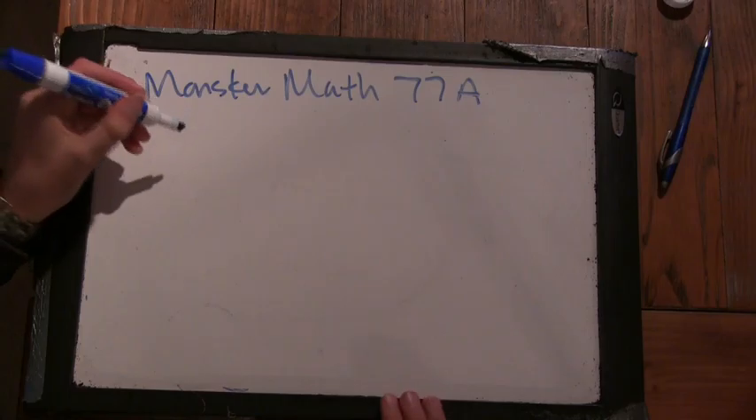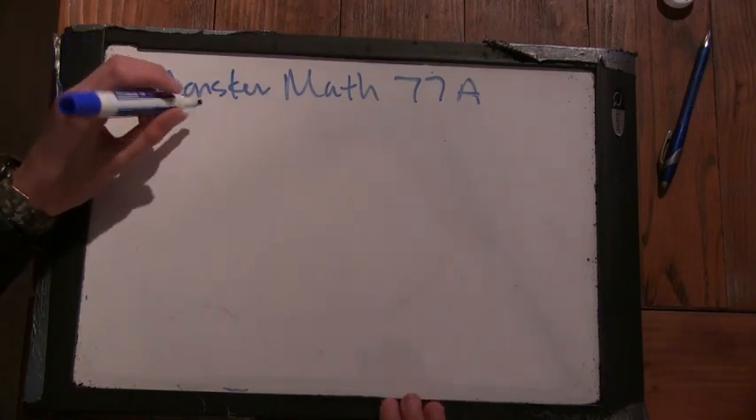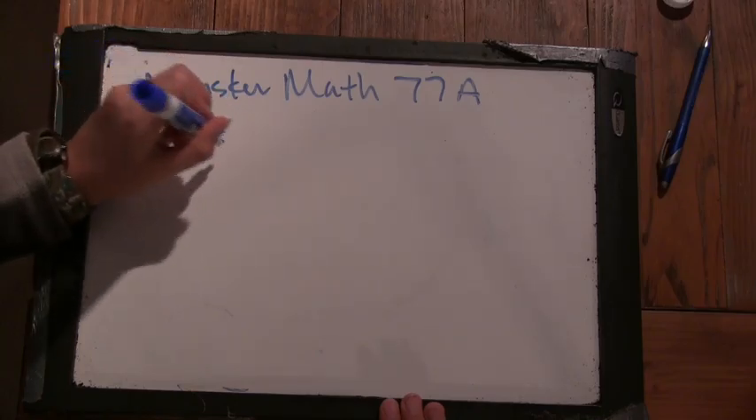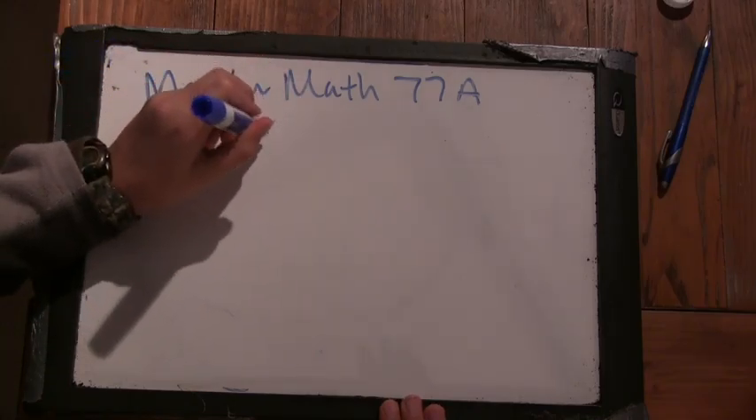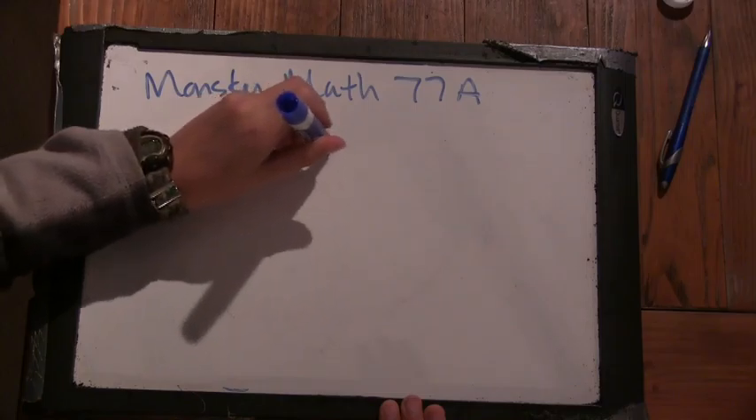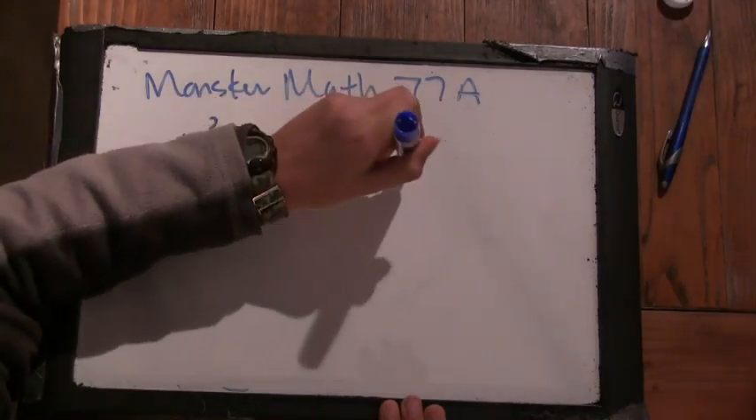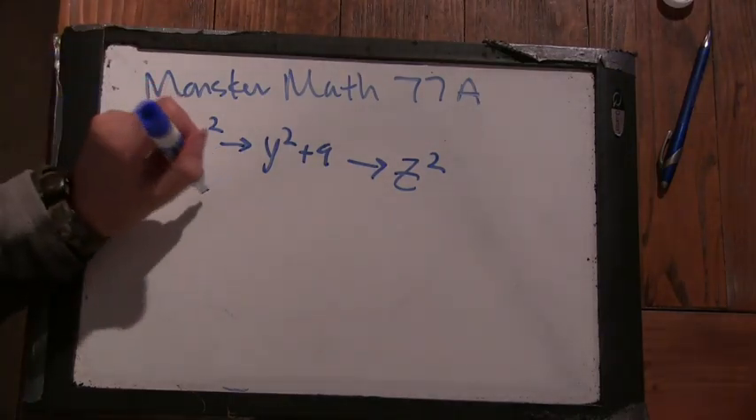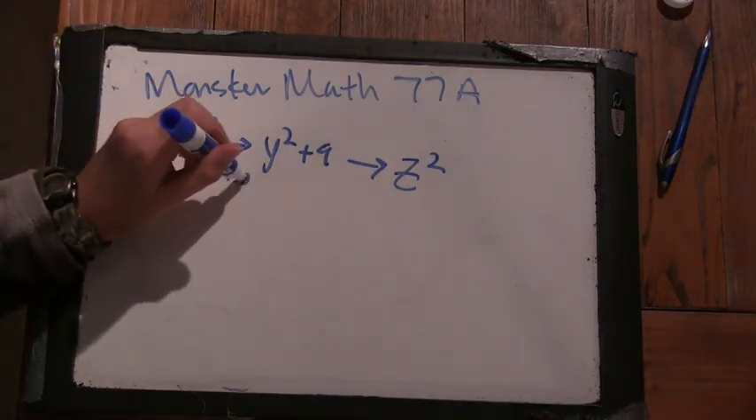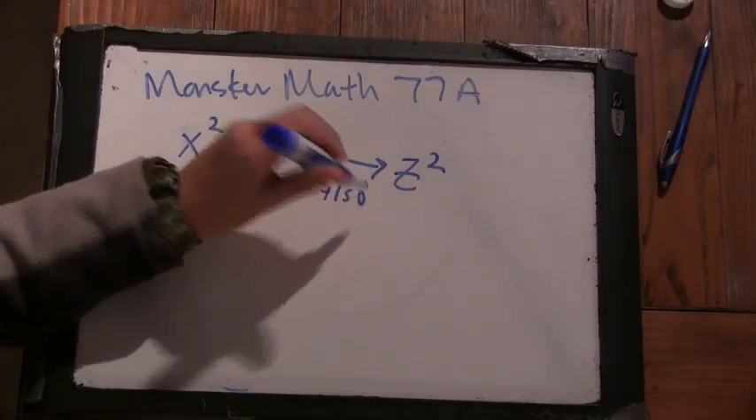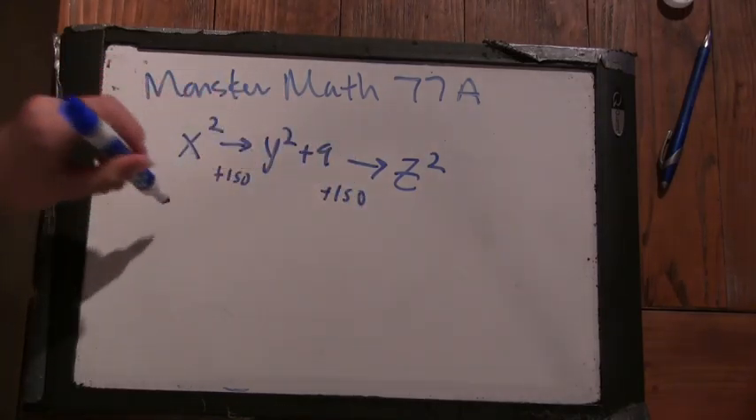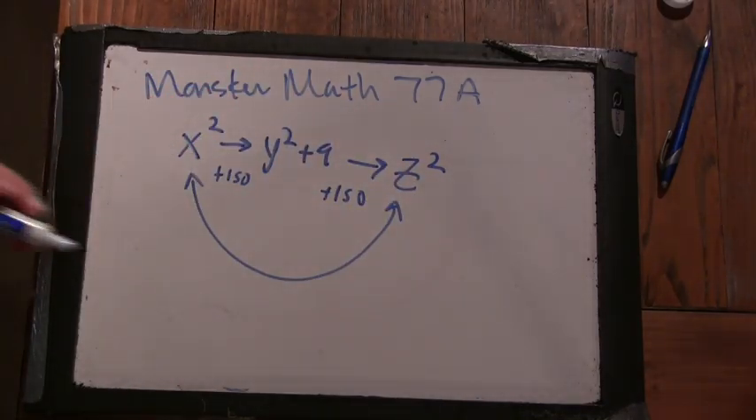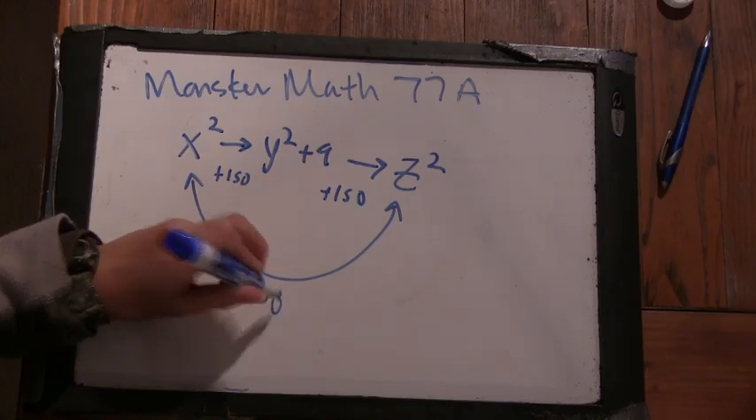We'll talk about the choices later. So how do we approach this problem? This is a very challenging problem. We have x squared, then you go to y squared plus 9, then you go to z squared, and you add 150 each time. Maybe you could look for squares that are 300 apart.